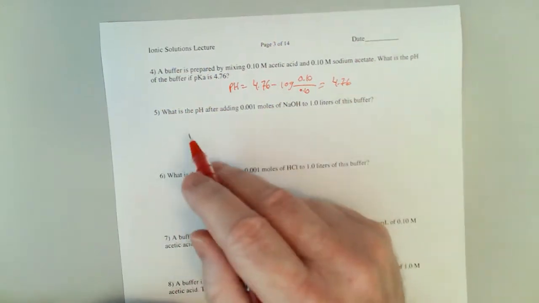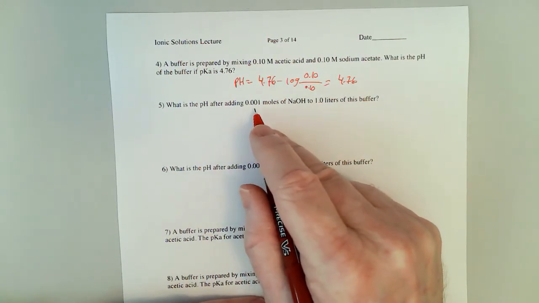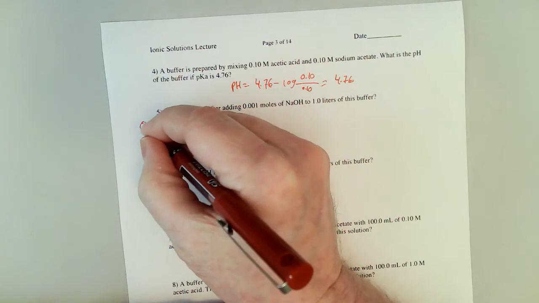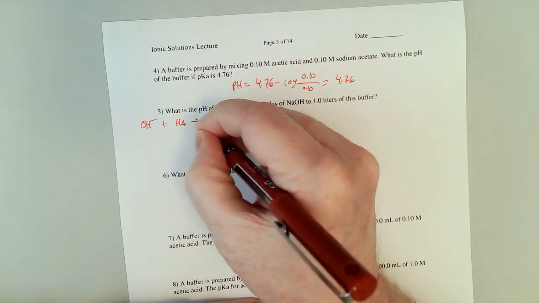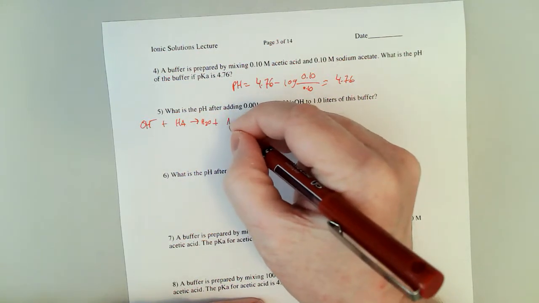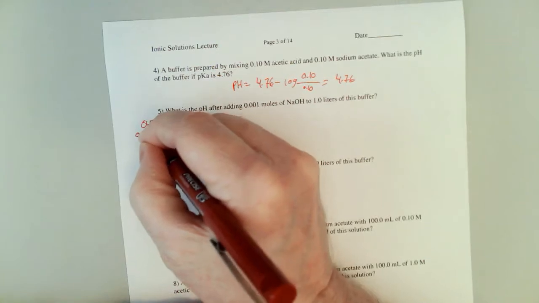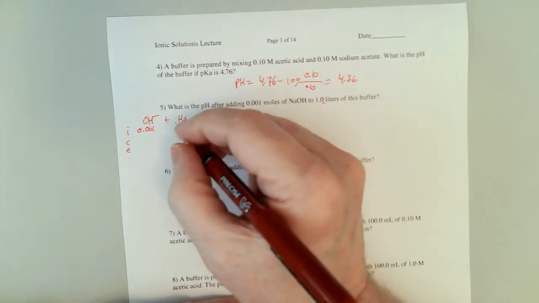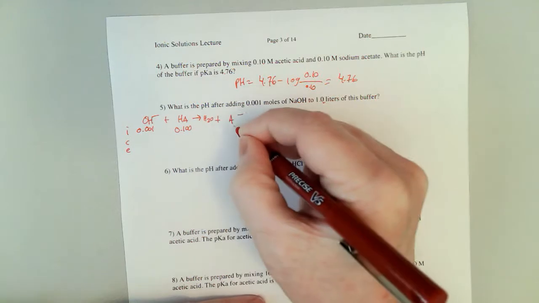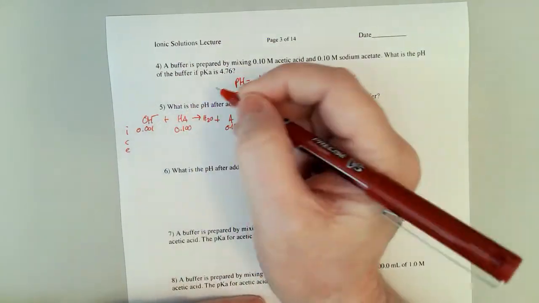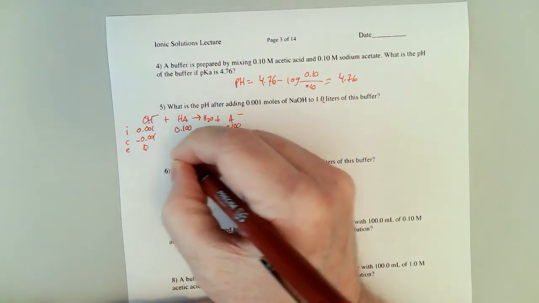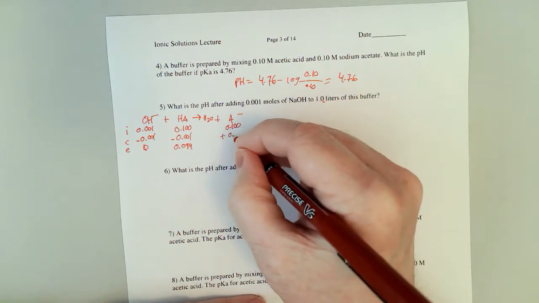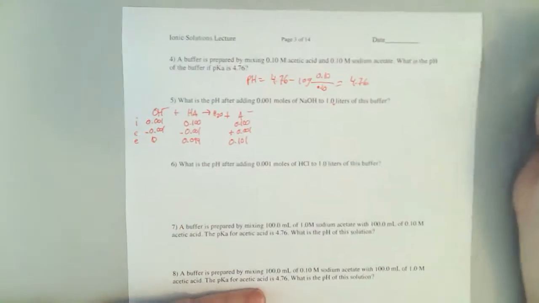Now, what is the pH after adding 0.001 moles of NaOH to 1 liter of this buffer? So, OH minus is going to react with HA to form water and A minus. So, 0.001, we can call it an icebox if you want. So 1 liter times 0.1 molar, so this is 0.100 and 0.100. Minus 0.001 gives me 0. Minus 0.001 gives me 0.099. And plus 0.001 gives me 0.101.